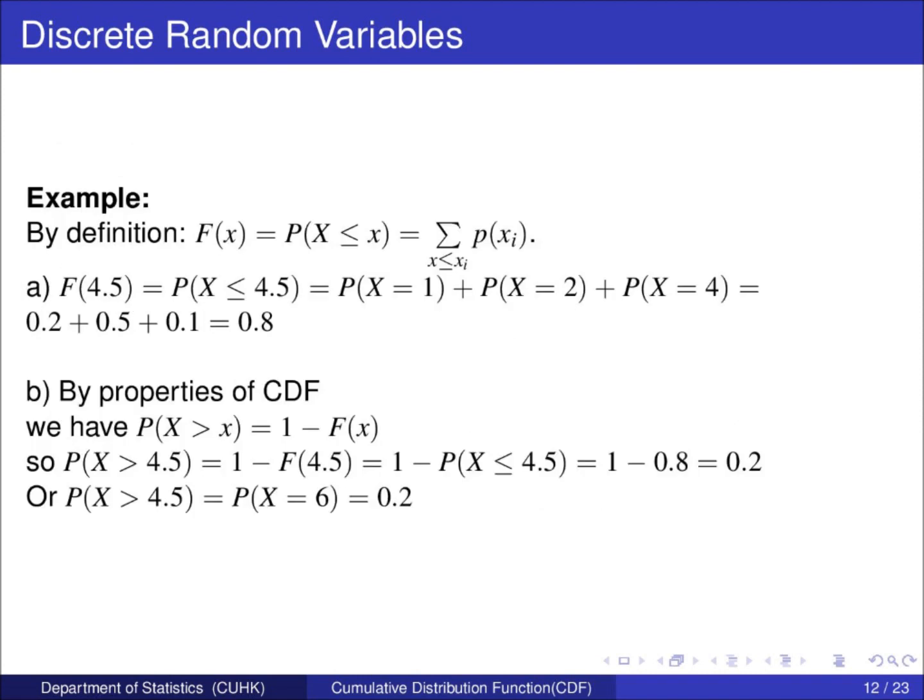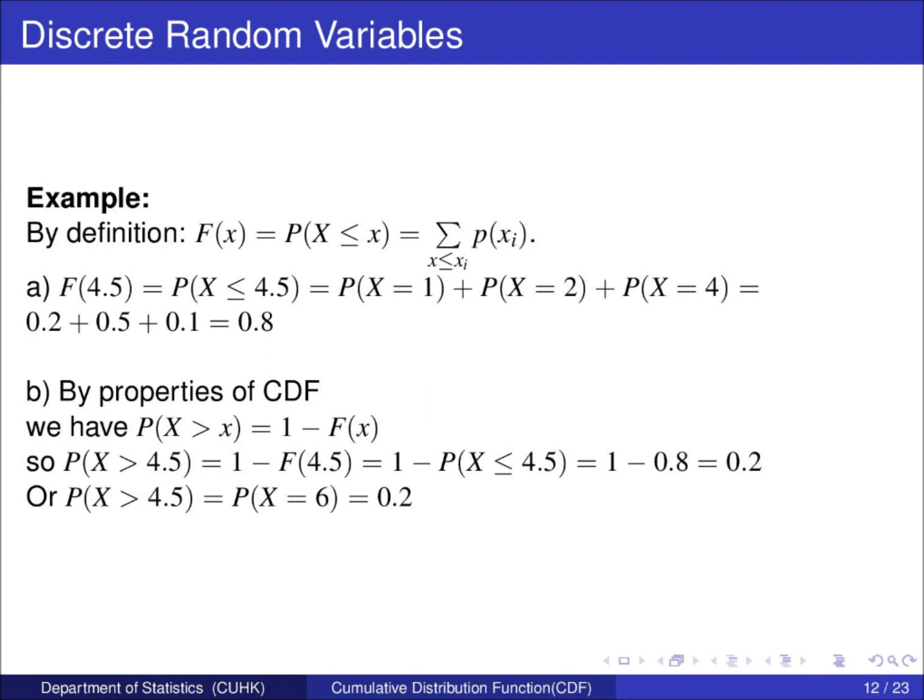For part A, by definition, we have Fx, which is the CDF, equal to the summation of the probability of all values of x, and we can simply use this property. So for part A, F(4.5) will be equal to the probability of x smaller than or equal to 4.5, which is equal to the probability of x equal to 1 plus the probability of x equal to 2 plus the probability of x equal to 4, and we get 0.8.